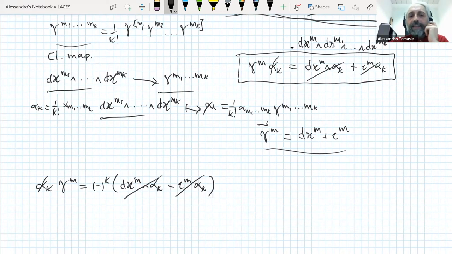To be honest, sometimes I'll lose patience and start skipping all these slashes and start confusing forms with these guys. What are these guys, by the way? These products of gammas. They have two spinorial indices, if you think about it, because they act on spinors. So their matrices are acting on spinors, and you can call them bispinors. So the Clifford map is a map from forms to bispinors.